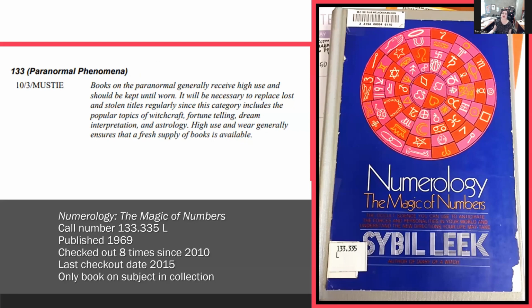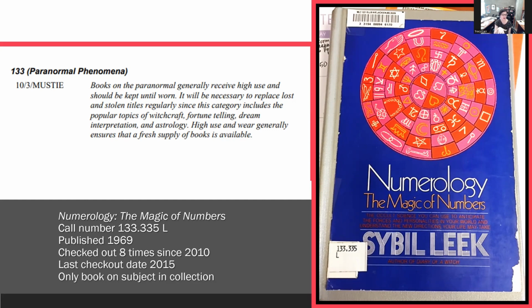So we'll look deeper at this. This is an actual pretty crusty looking book from our collection. And its call number is 133.335. So in the CREW manual, it will tell you about each, not necessarily each call number weighed down with cutter numbers, but the Dewey number. So 133 is paranormal phenomena. And it says books on the paranormal generally receive high use and should be kept until worn. I think this book qualifies as worn. Also, if you can see it in the top corner, it costs $2.95. What a bargain. It will be necessary to replace lost and stolen titles regularly since this category includes the popular topics of witchcraft, fortune telling, dream interpretation, and astrology. High use and wear generally ensures that a fresh supply of books is available.